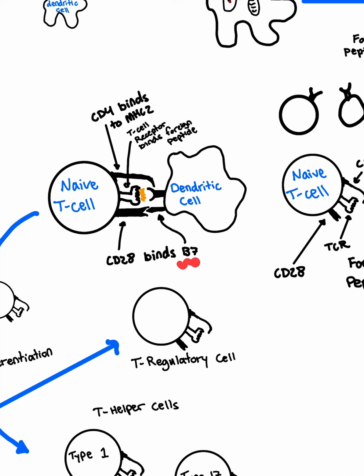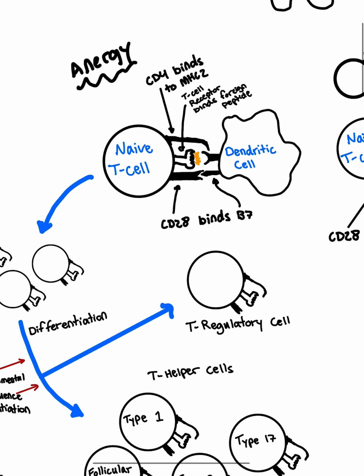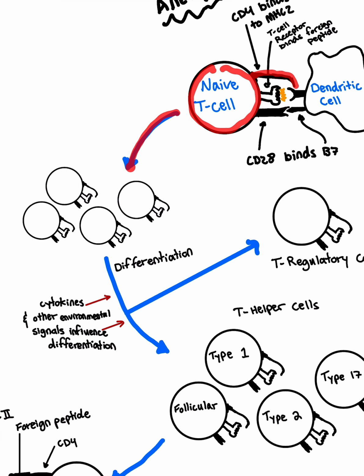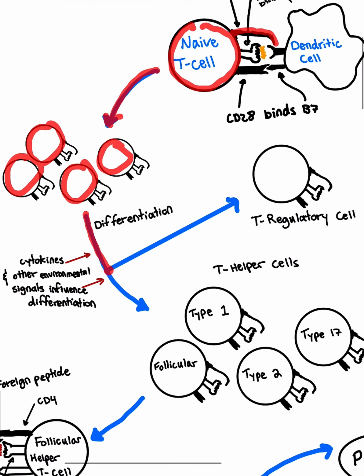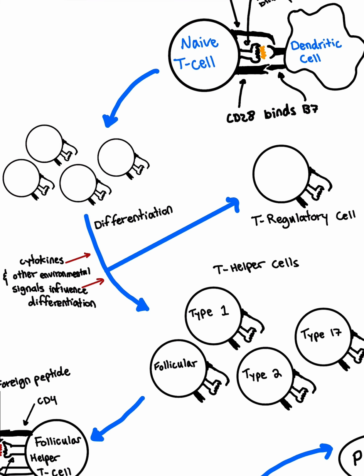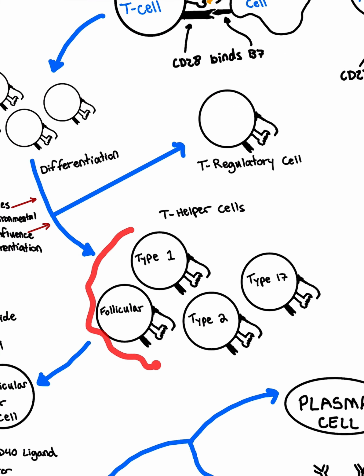So this B7 danger signal is very important because if it's not present, these naive T cells will then go into a state called anergy, A-N-E-R-G-Y, which is where nothing really happens. They're kind of in a quiescent state. And so if everything fits, this naive CD4 T cell, because it has a CD4 protein, will then undergo clonal expansion. So I'm making a bunch of copies of this guy. And then eventual differentiation. So I'm turning each one of those copies into a specific differentiated cell type.